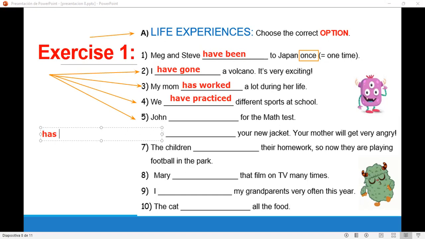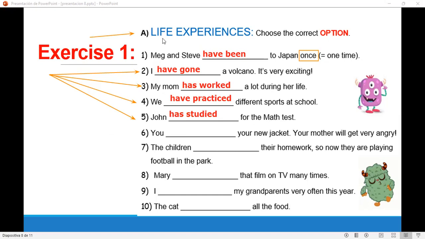Marvin, a verb? John has... doing, has done. Okay, yes, for the math test. We are using "for". Okay, in this case, "studied". John has studied. Okay, John has studied.